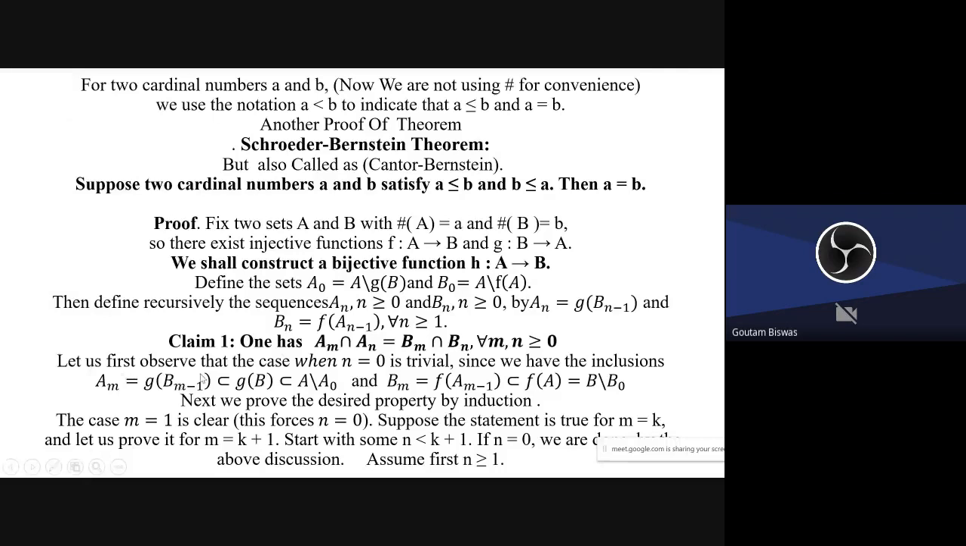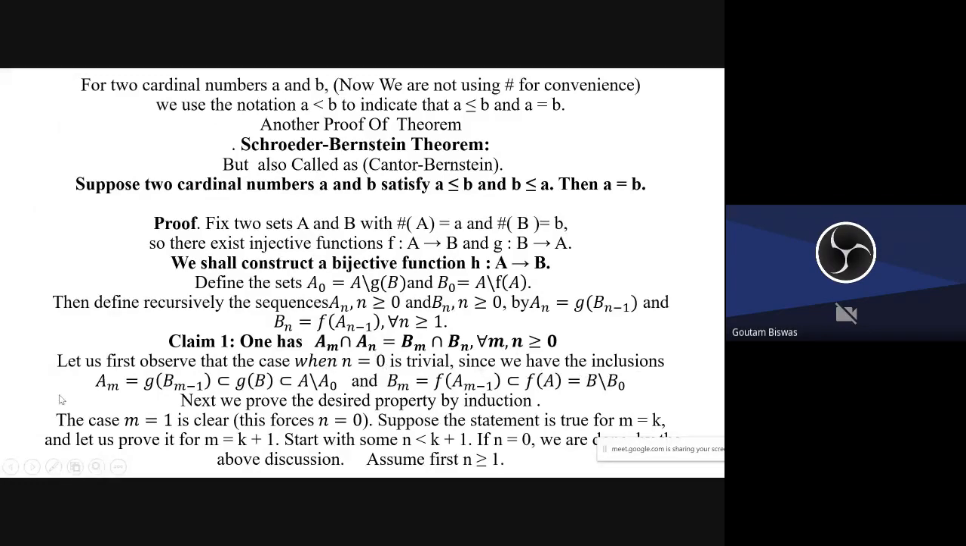Let us first observe this. You have to prove. When n is equal to 0, the case is trivial. A0 intersection, the case is trivial.